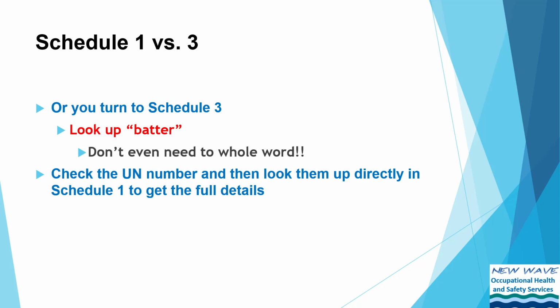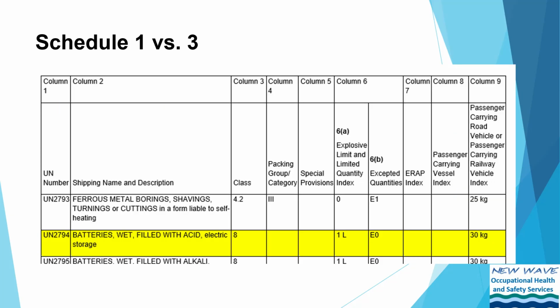Check the UN number, and then go look the car battery up directly in Schedule 1 to get the full details. And there we go. Car batteries. The official name, batteries wet filled with acid.